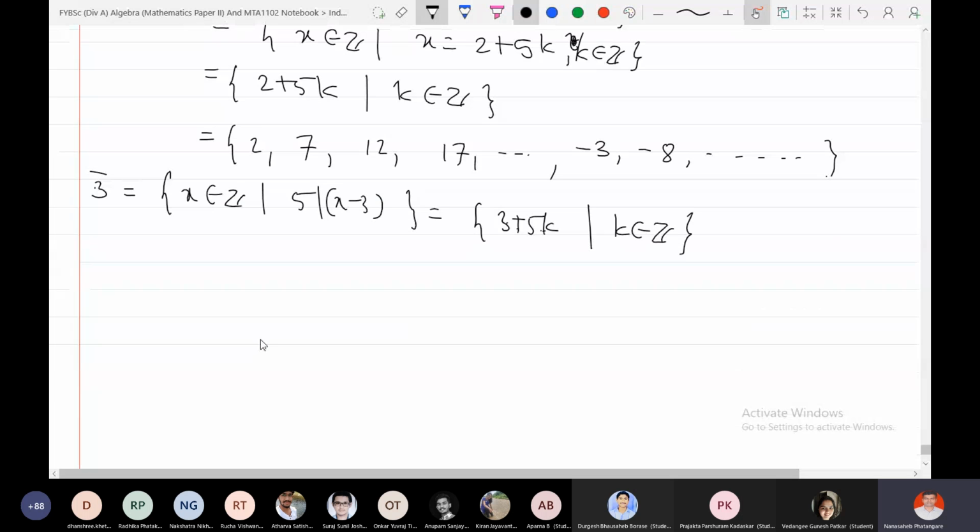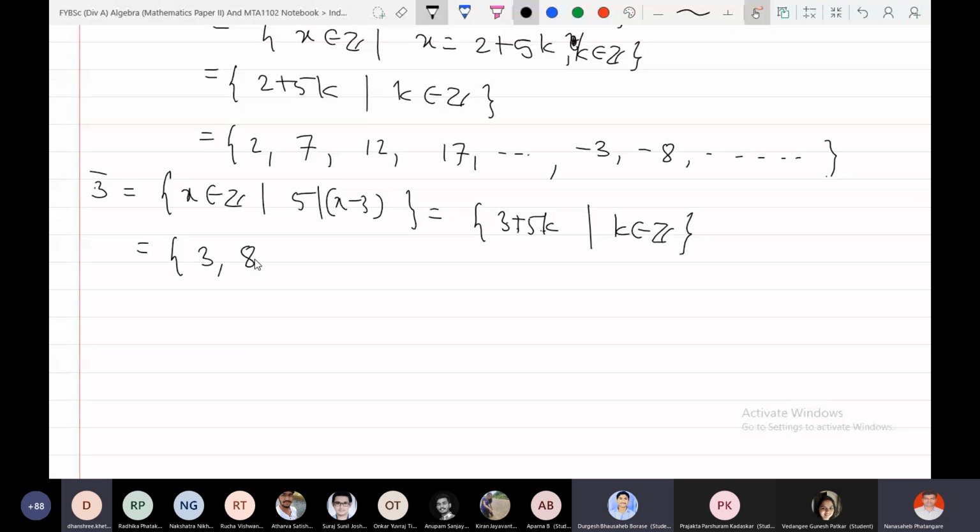And so what are the members? 3, 8, 13, and on the negative side minus 2, minus 7, minus 12, and so on.